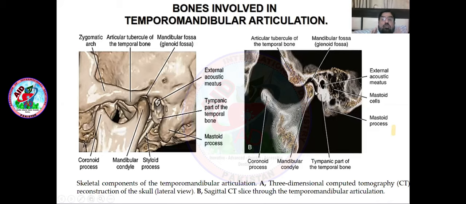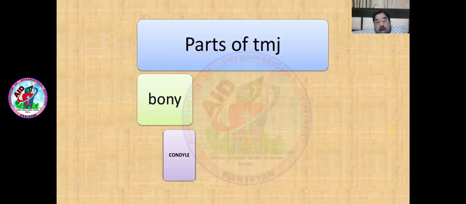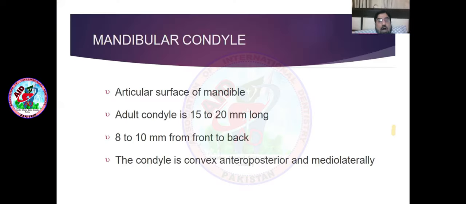Now that is the photograph which should be illustrated and which should be in your mind, that this is what the temporomandibular joint basically is. Now we are coming to the condyle. The condyle is basically the articular surface of the mandible. In the adult, it is 15 to 20 mm long, and from anterior to posterior, or front to back, it is 8 to 10 mm thick. It is convex anteroposteriorly and mediolaterally. How? Look at this.